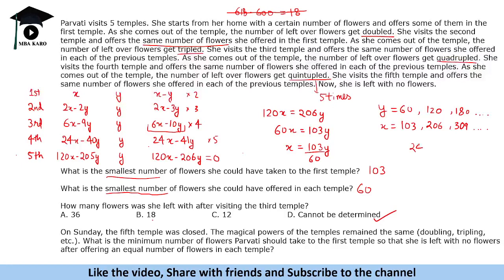So 24x minus 41y is equal to 0. That means the minimum value of x will be 41 and y will be 24. It is asking about the value of x. So minimum she needs 41 flowers. So basically it is just reducing the problem to 4 iterations instead of the original question of 5 iterations. So that was the solution to the set.